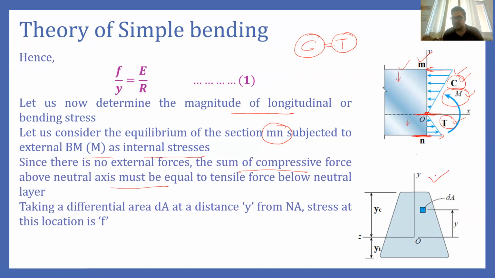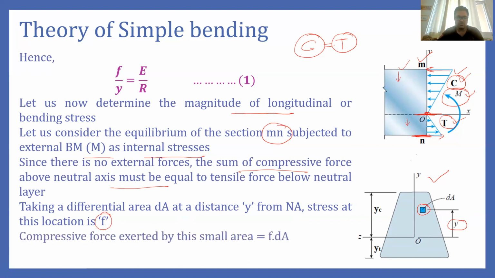Here in the second diagram, you see the cross section of the beam. Now, if we want to find out the bending stress at a differential area, a very small elemental area in the beam, how do we do that? We know that this differential area is at a distance y from the neutral axis. Can we find out the bending stress at this differential area? Yes, we can do that.